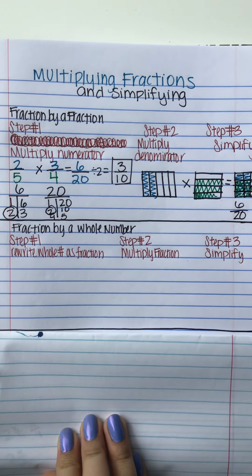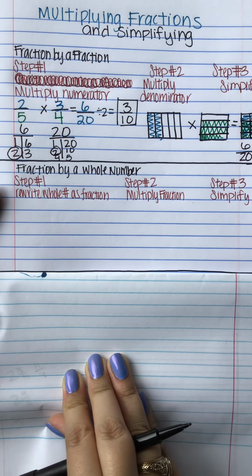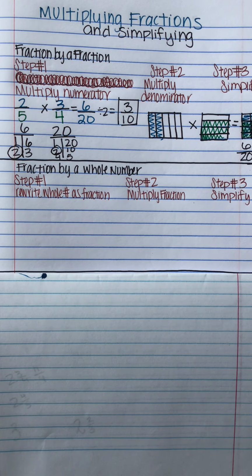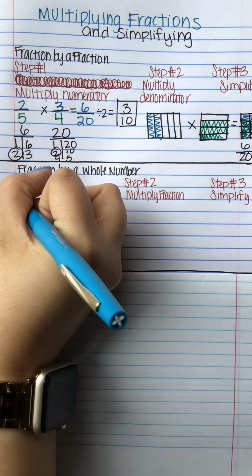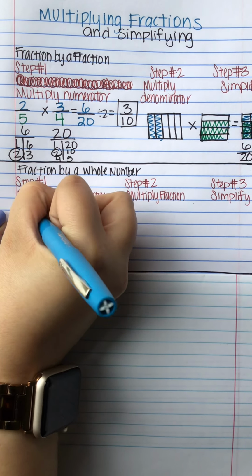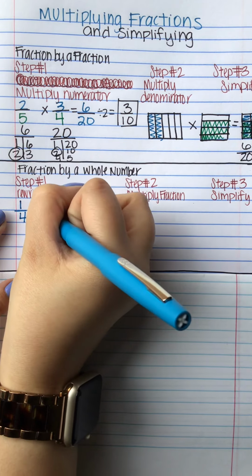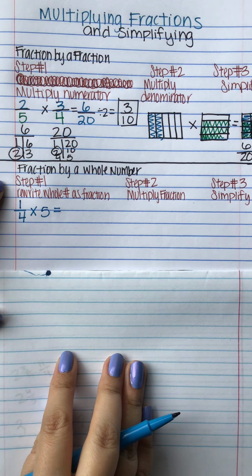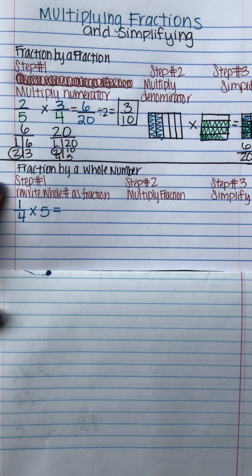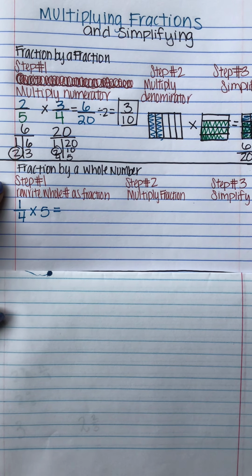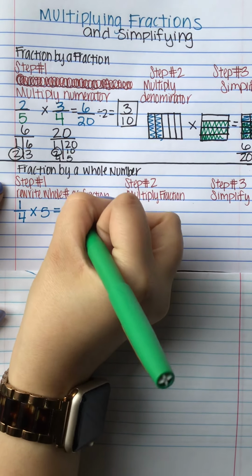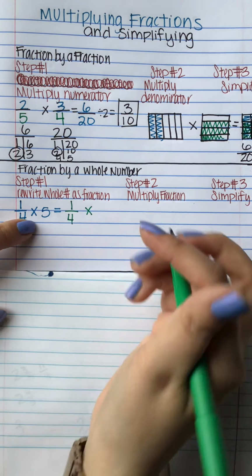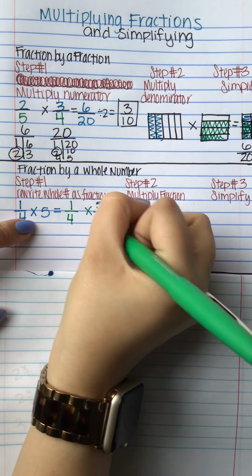The next step is fraction by a whole number. Okay, so let's say we have 1/4 times 5. Your first step says rewrite the whole number as a fraction. Whenever you have a whole number, you can always put it on top of 1 if you're trying to convert it into a fraction. So I have my fraction, 1/4, times my whole number here, which is 5. So I'm going to put 5/1.